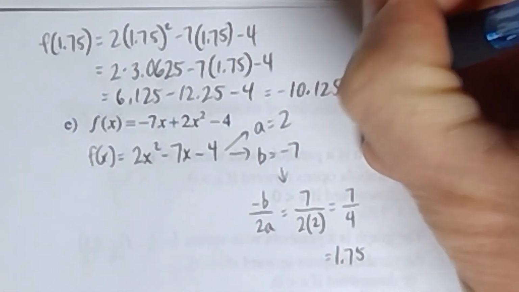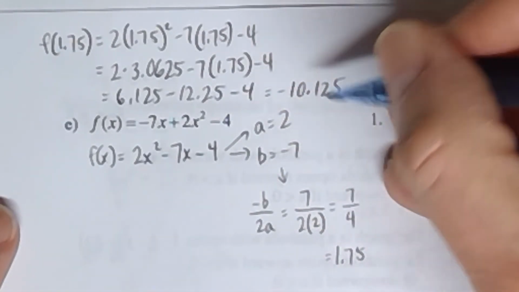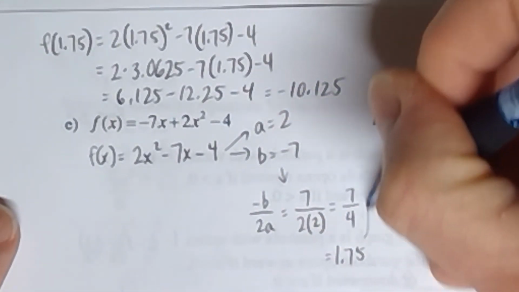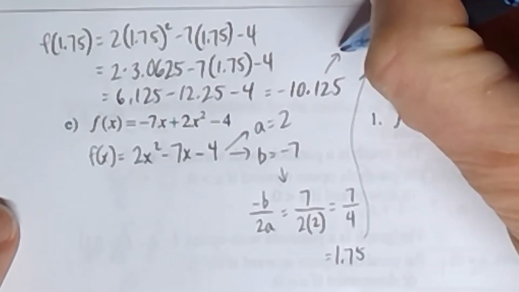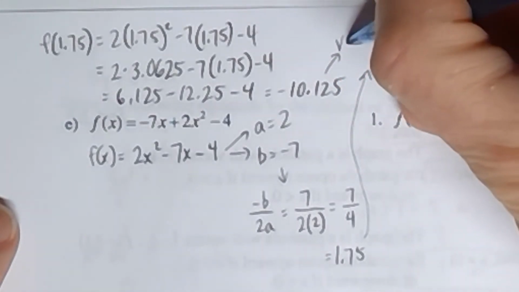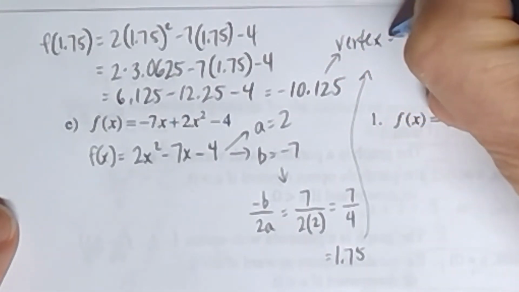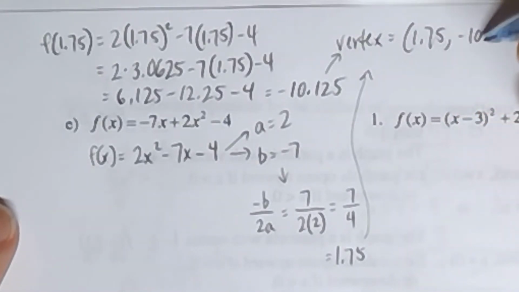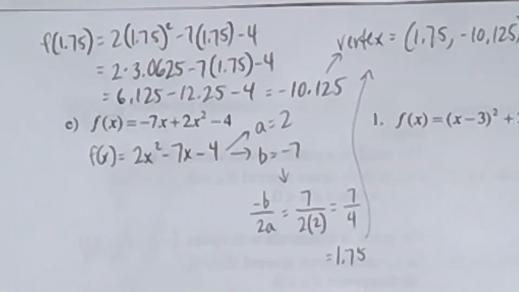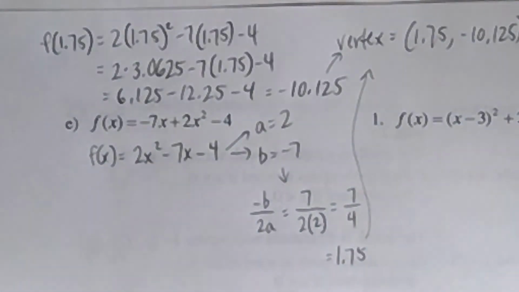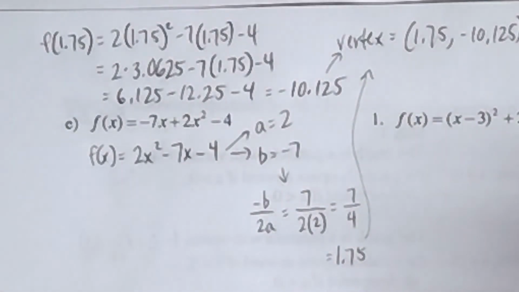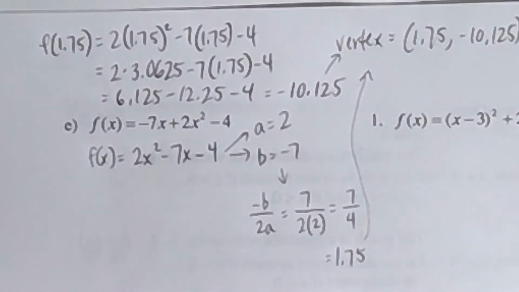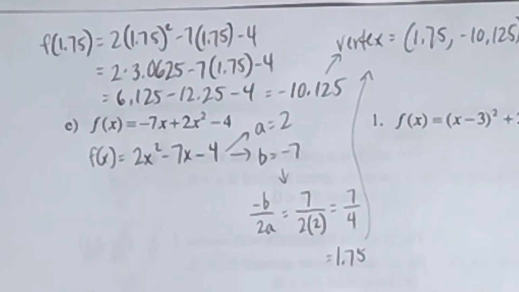So your vertex is a little bit more complicated this time. Your vertex is going to be 1.75, comma, negative 10.125. But we know how to graph decimals. You don't worry about that. You just need to put it in between the two marks like we did with the decimals earlier in problem number 1.